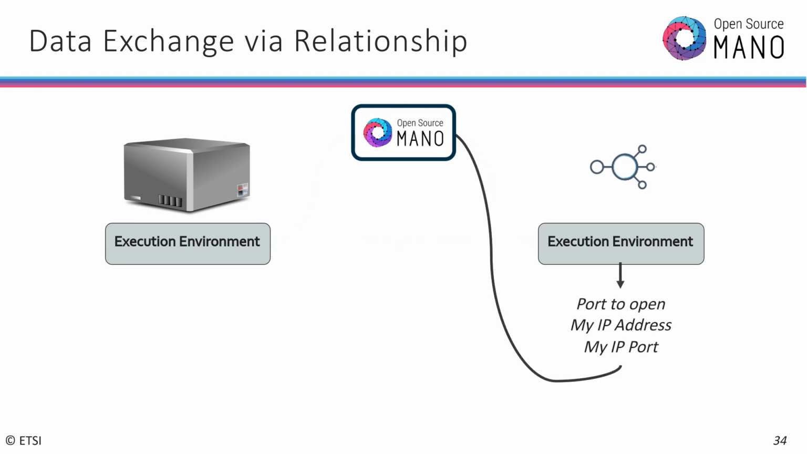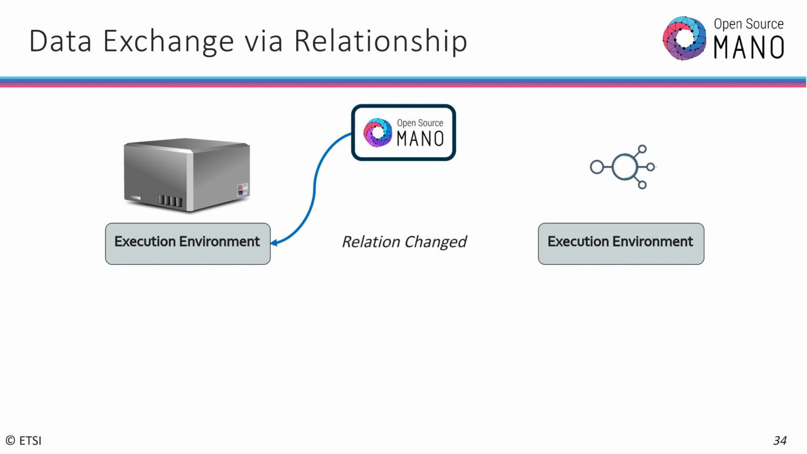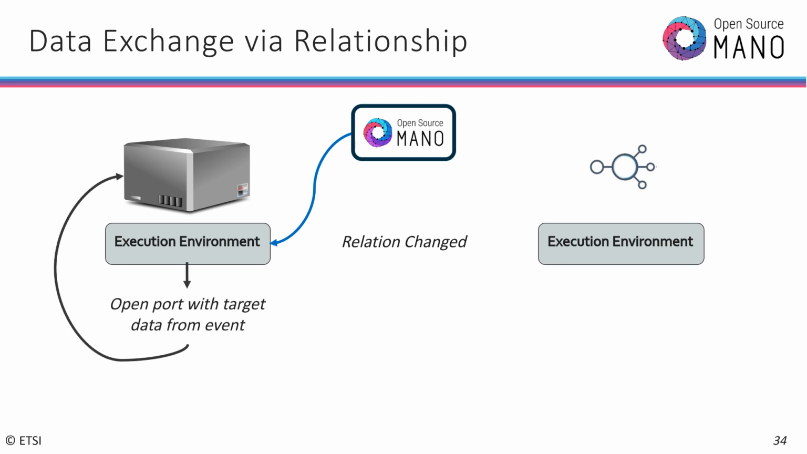So now, on my load balancer execution environment, I say, okay, I've received the relation changed. So I'm now going to let Open Source MANO know, this is the port that I need opened, this is my IP address, and this is my port. OSM will then fire the relation changed event again over on the PNF execution environment, and it's going to receive that data and say, okay, I'm going to use the API of the firewall, and I am going to tell it this port needs to be opened and forward any traffic on that port to this target IP address.